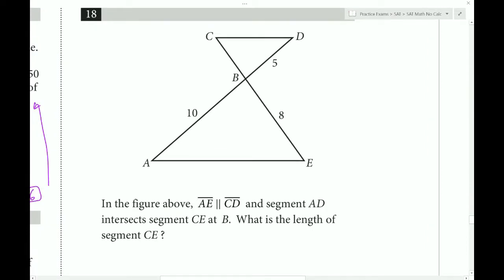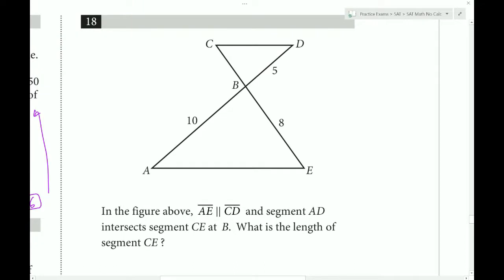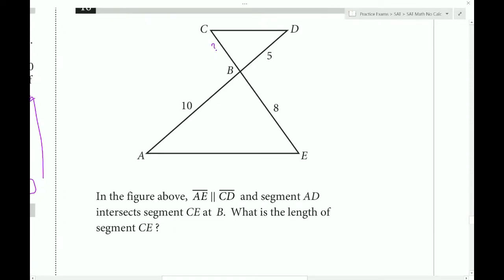Next question. In the figure above, AE is parallel to CD. Segment AD intersects CE at B. What is the length of segment CE? So CE is question mark. It's this entire thing. So if we could start by finding out CB, then we can just add and get the total. So it looks like this is going to be a similar triangles question.